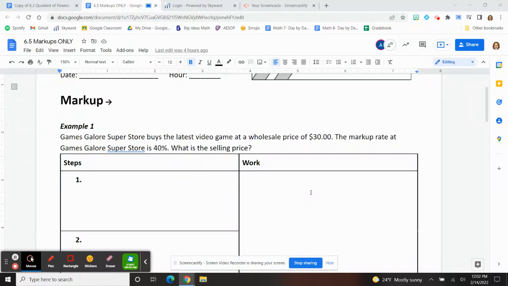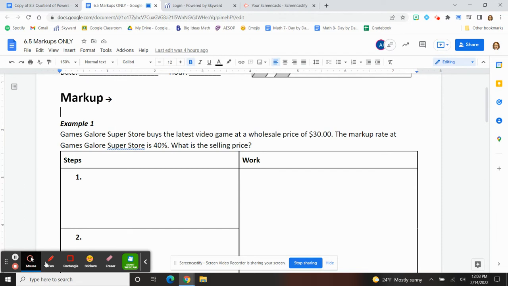So, in other words, a markup is an increase. Oh, got to write down the pen. A markup is an increase in value.